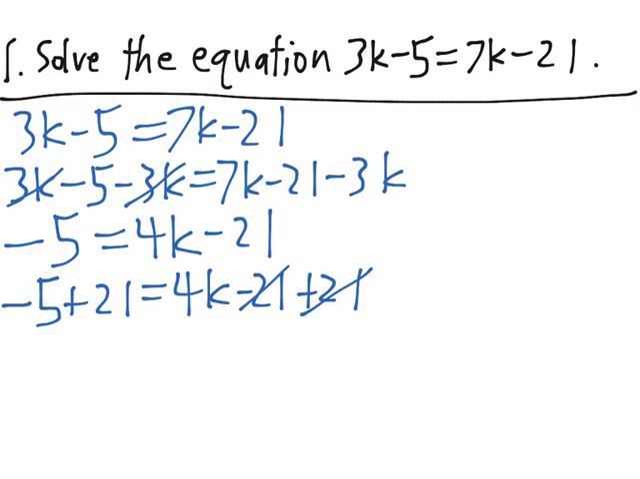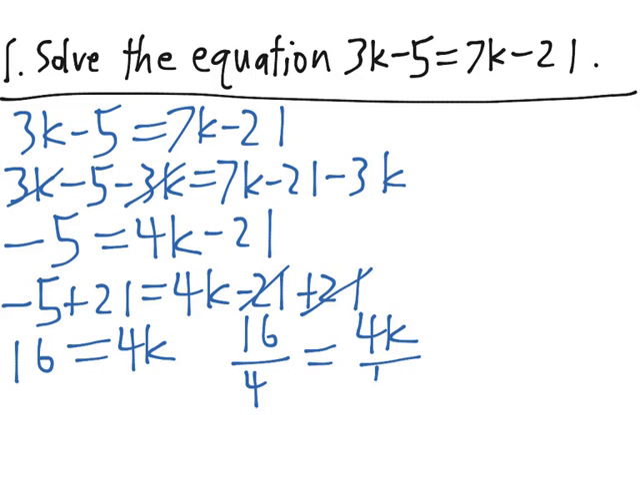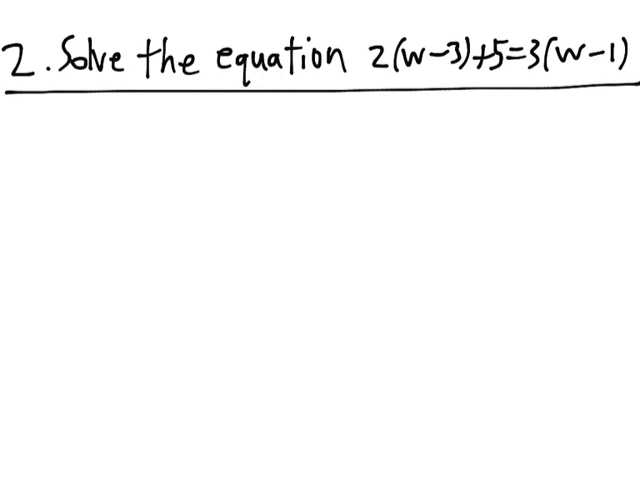The 21's cancel, and we have 16 is equal to 4k. If we divide both sides by 4, this is 16 over 4 equals 4k over 4. The 4's here cancel, and 16 over 4 is 4, so we have 4 equals k, or k equals 4.